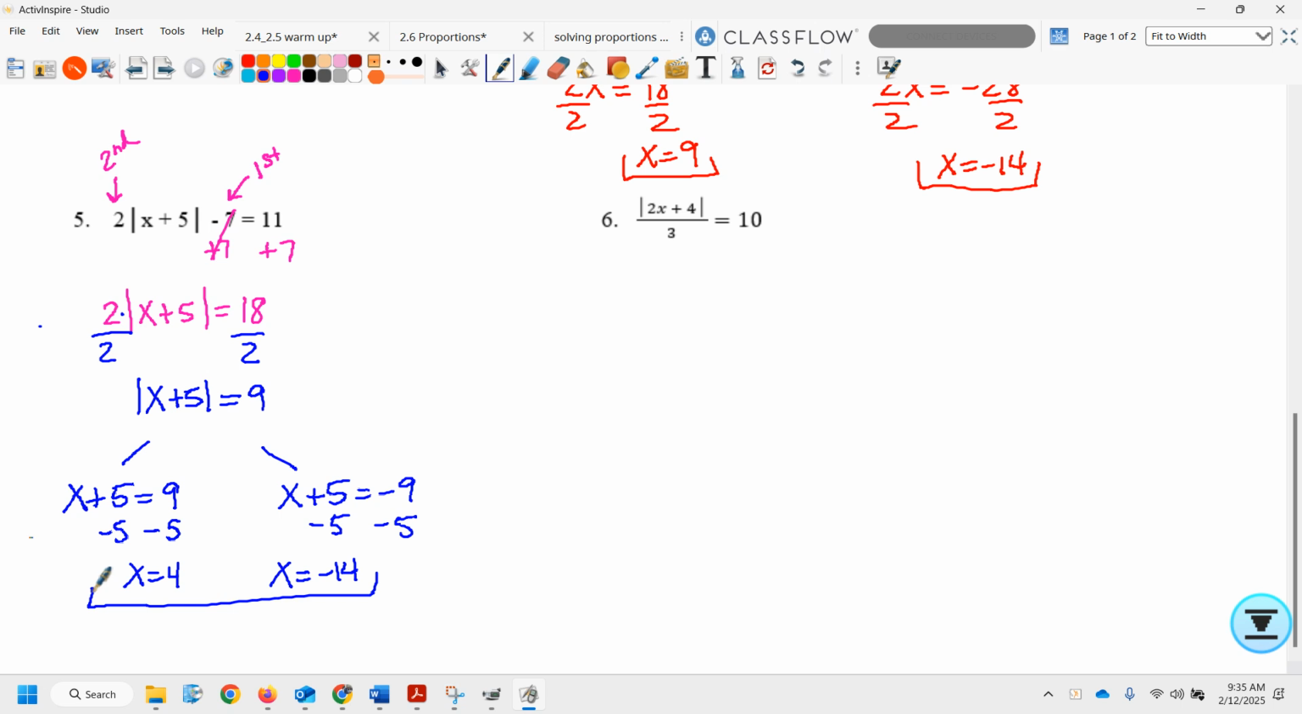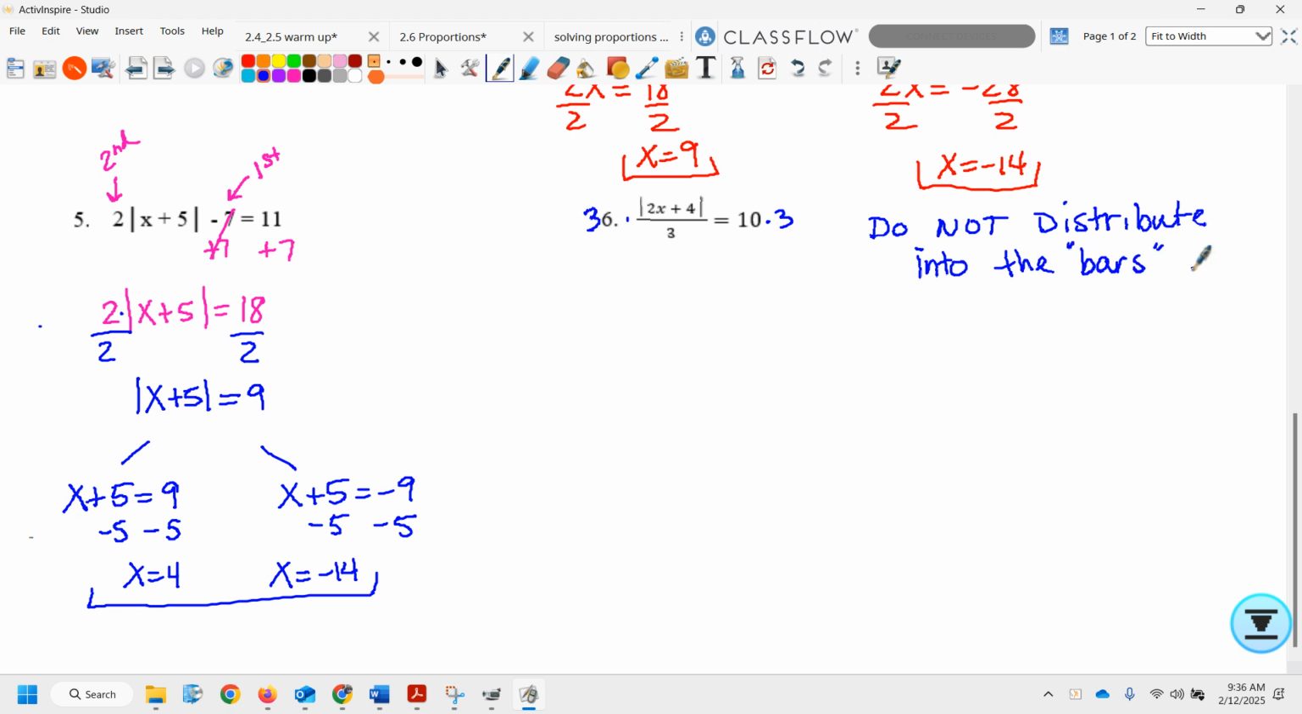All right, one more to go. The absolute value bars are not isolated. It's currently being divided by 3. What's the opposite of division? Multiplication. Multiply both sides by 3. Do not distribute. Do not distribute into the bars, ever. All right, never, ever, ever do that, okay?